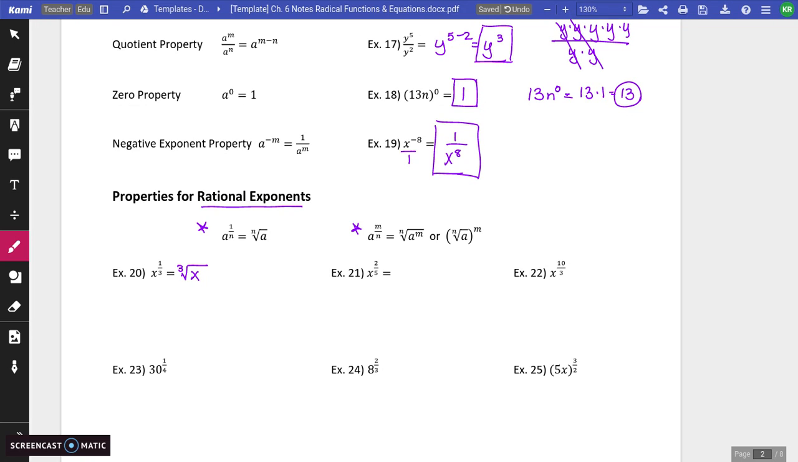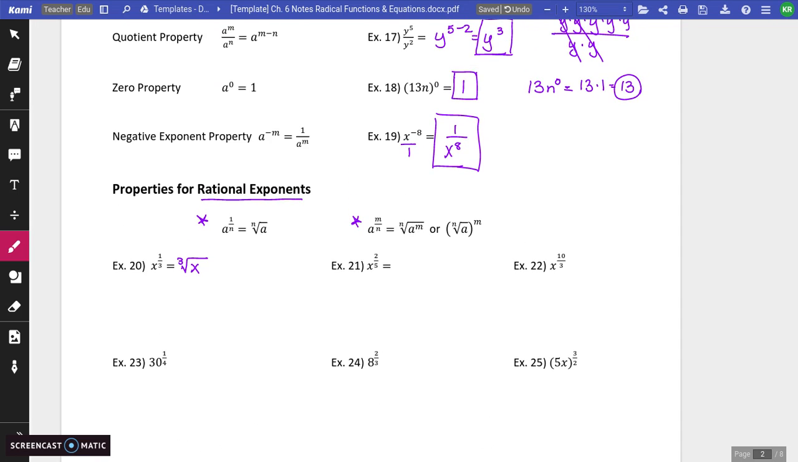And I guess I didn't give you directions, did I? Okay, so the directions: we're going to rewrite using a radical and simplify. Okay, 21. Before we go to 21, go back up here to the second statement.